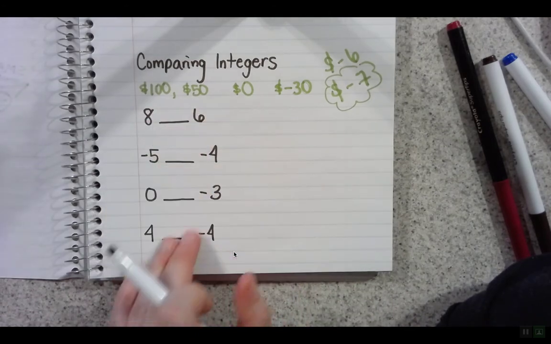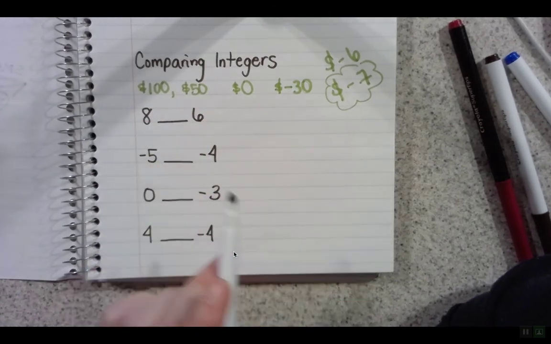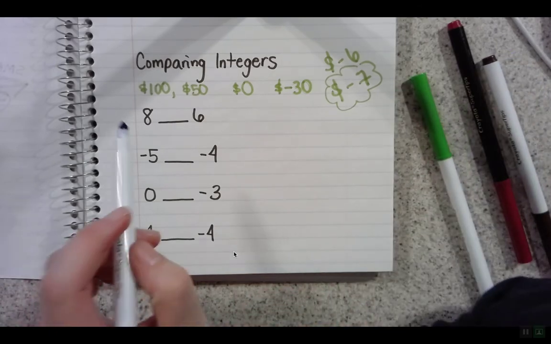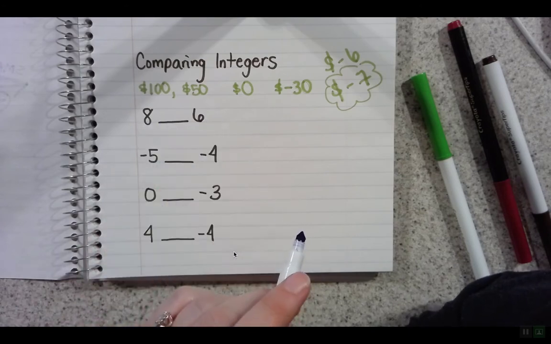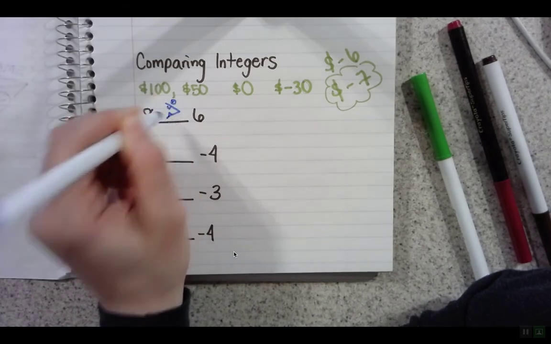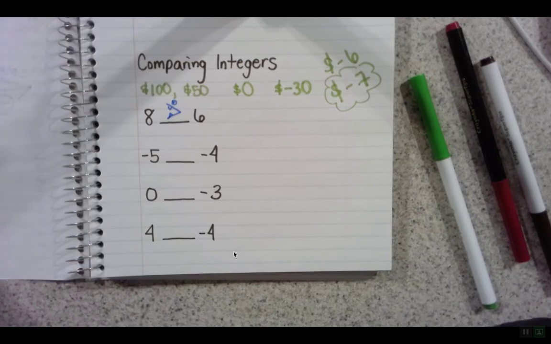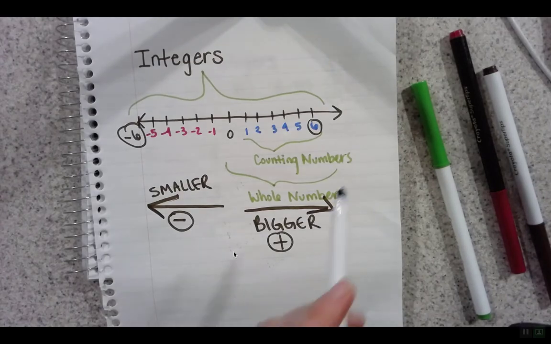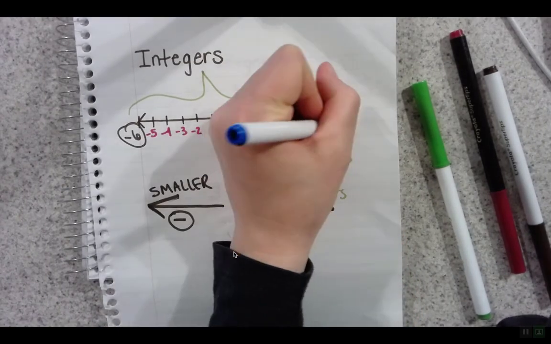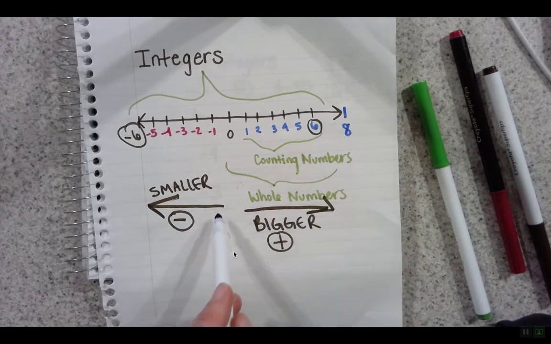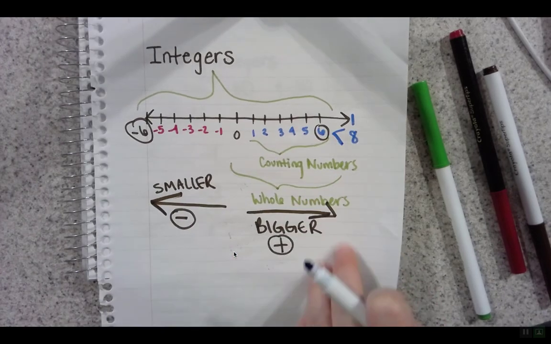All right, so let's do these examples below. I want you to fill in the blank with a greater than, less than, or equal to sign. Okay, comparing 8 and 6. Pretty simple. We know that 8 is greater than 6. And if you go back to your number line, 8 would be somewhere over here on the number line, where 6 is further to the left. Remember, anytime you go further to the left, numbers get smaller. So yes, 8 is greater than 6.